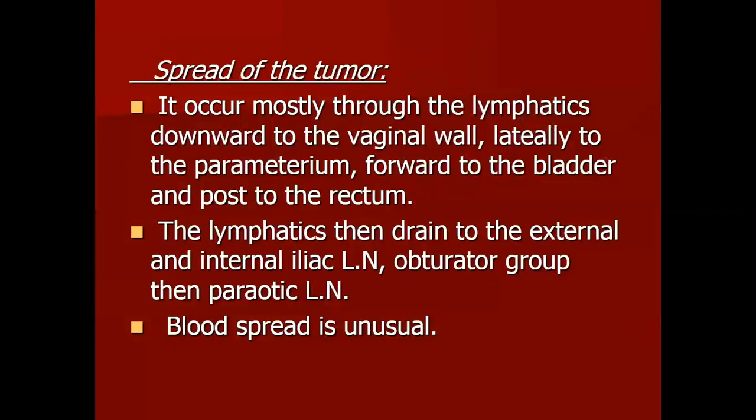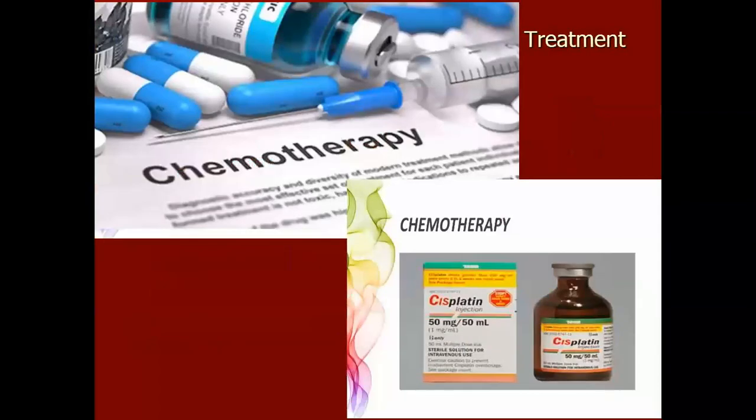The lymphatics then drain these cells into the external and internal iliac lymph nodes, to the obturator lymph node, and then para-aortic lymph nodes. Blood spread is of lesser incidence; the spread is mostly lymphatic and direct.